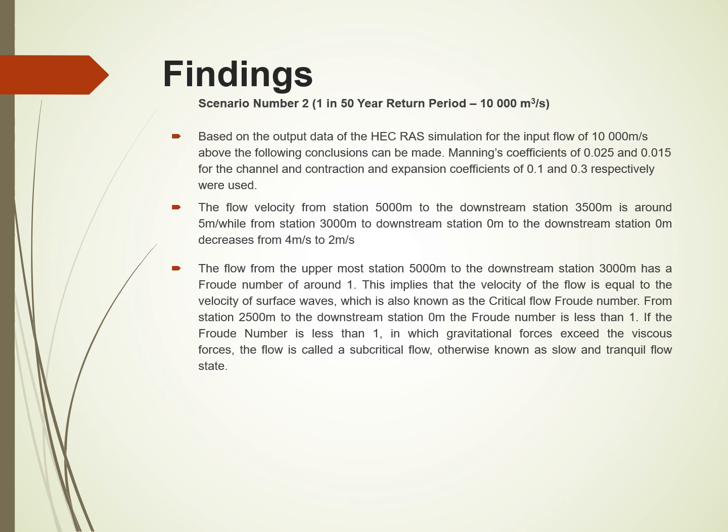On scenario number 2, with the second part, the 1 in 50 year return period, we see a 10,000 cubic meter per second flow, and we're seeing similar results here, where you've got this high velocity entering a low velocity area, and we've got the Froude number of 1 on the upstream higher velocity section, and then it enters a subcritical area as the Froude number goes below 1.